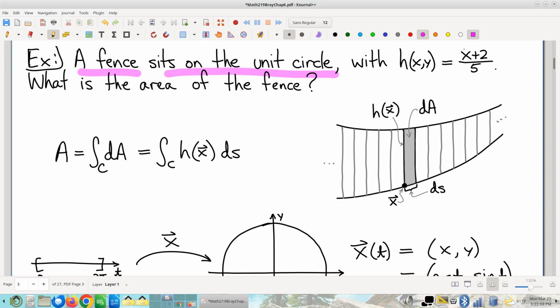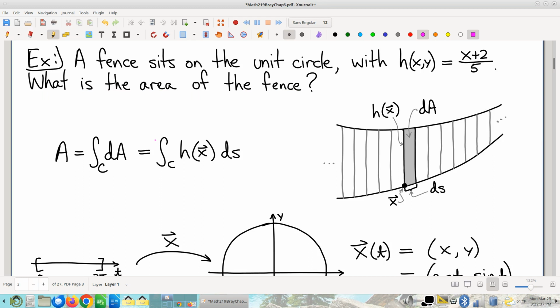And the height of the fence is not constant. The height varies depending on where on your property line you're talking about, and you want to know the area of the fence. And why would you want to know the area of the fence? Well, maybe you want to paint it or stain it or something like that, and when you go to the hardware store to buy it, they tell you how much area it will cover. Right? Okay, so how are we going to compute this total area?